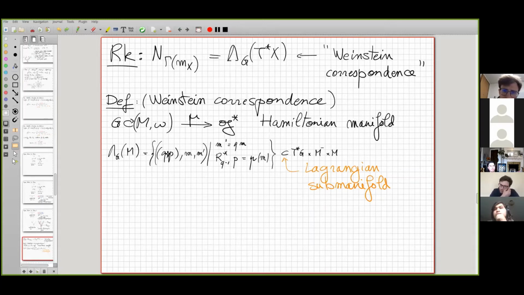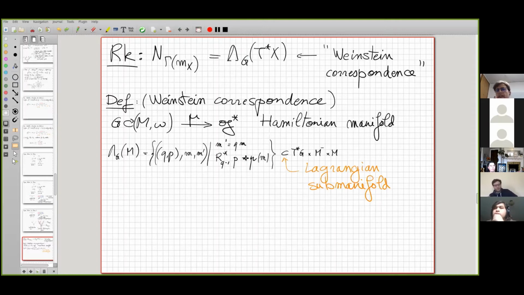The component in T star G encodes the moment map. So the Hamiltonian action is entirely determined by this correspondence, and it consists of points (q, p) in the cotangent bundle of the group, and then a point m in M, and m prime also in M. Here the condition is m prime is q times m, and then if you look at p, that's a covector, and if you shift it back by q inverse, you get an element in the dual of the Lie algebra, and you would like it to be the moment map.